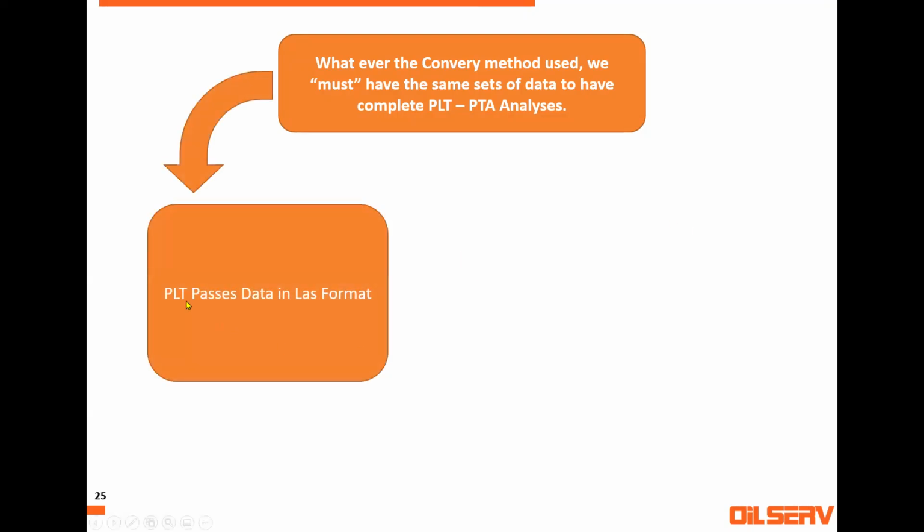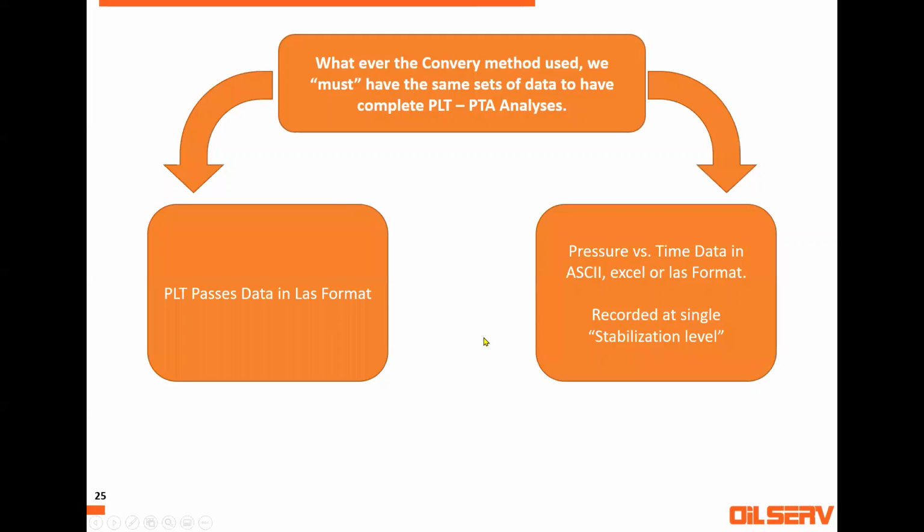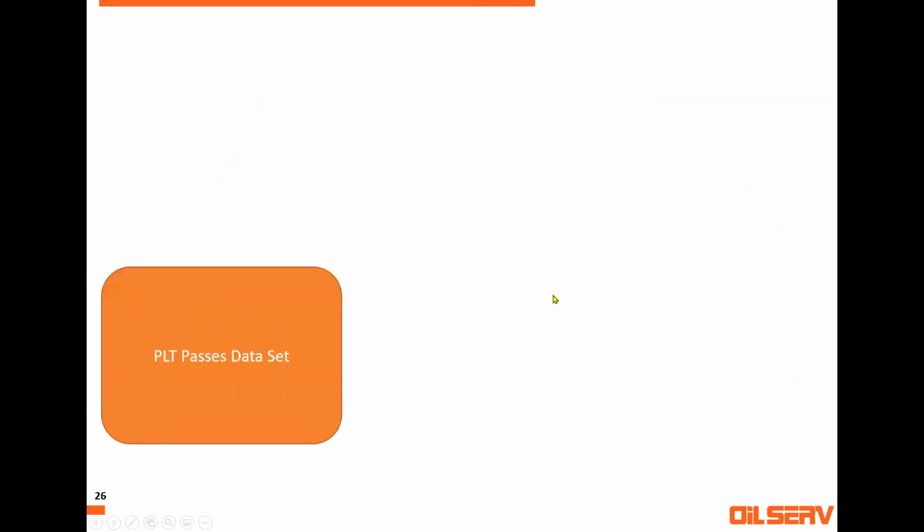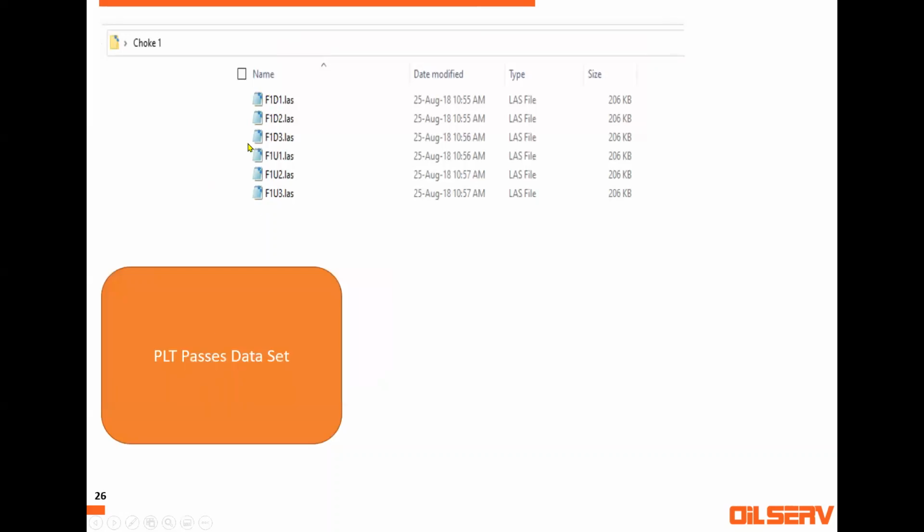For PLT, you will get LAS files, the passes that we go up and down, in LAS format. I need at least 6 of these LAS files, 3 up, 3 down. I'll show you in the next slide what I mean by LAS files. For PTA, I need an ASCII file, Excel file, or LAS file for the full pressure recording at the stabilization point. So I need one single file.